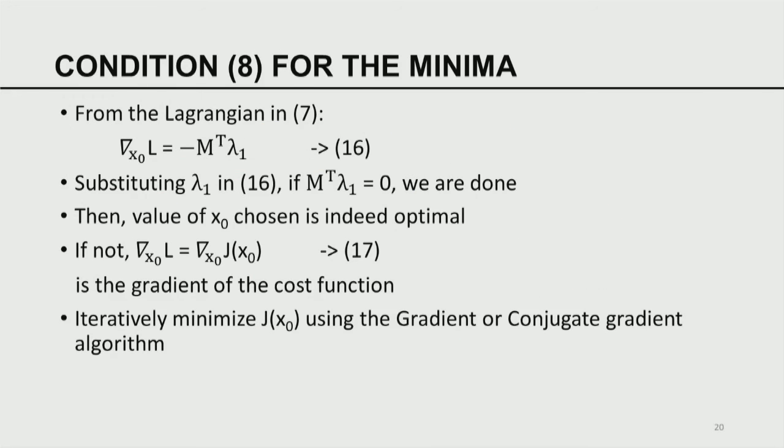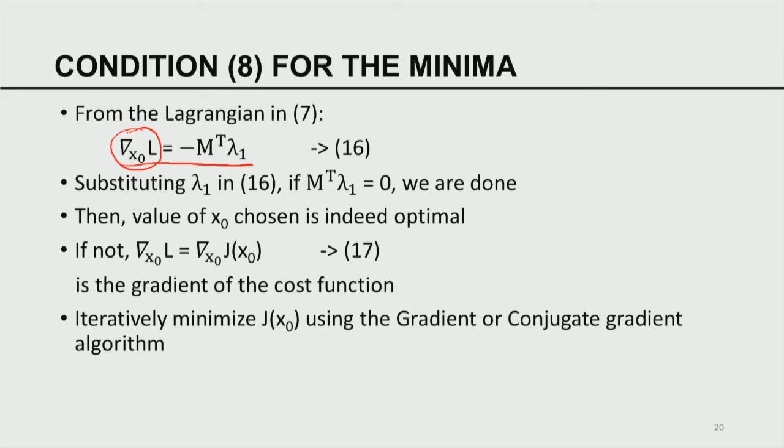So once lambda n is known, from the Lagrangian 7, we can readily compute the gradient of L with respect to x naught, which is minus m transpose lambda 1. So I computed lambda 1 by the backward adjoint equation. I computed the gradient. Once I have computed the gradient, we can do a lot of things with it. If this computed value of the gradient is 0, then I am at the minimum, because at the minimum the gradient must vanish. Please understand, I have converted the unconstrained minimization to a constrained minimization of L. Gradient of L with respect to x naught must vanish at the minimum. Gradient of L at the point x naught is given by minus m transpose lambda 1. Lambda 1 was obtained by computing the backward dynamics.